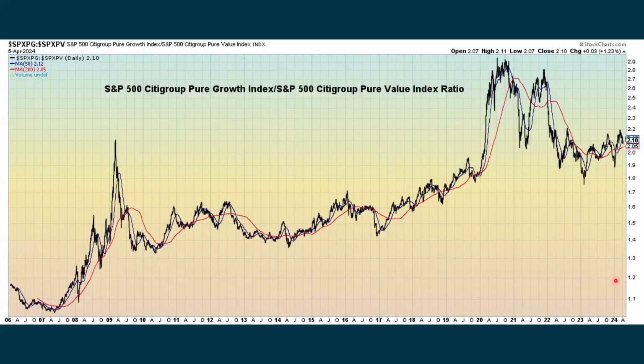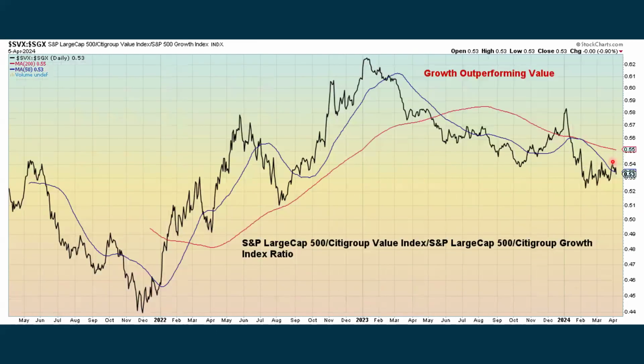Then another growth to value index, a little longer term, where it has been pulling back, but growth is still outperforming. This is also showing how value is underperforming growth.